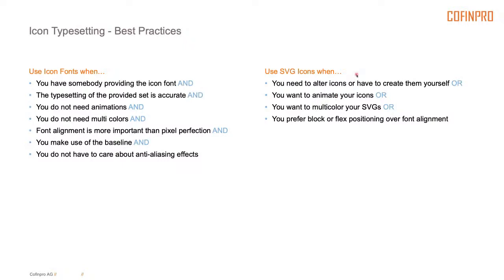And so the checklist for SVG icons is: if you need to alter your icons or you have to create them yourself, better use SVG icons, because that's easy to do. Same holds for animations or multicolor icons, because it's very, very cool how it works together with CSS. And also, if you prefer the block or flex positioning style over the font alignment style that you have to use when using icon fonts, then you should also stick with SVGs.